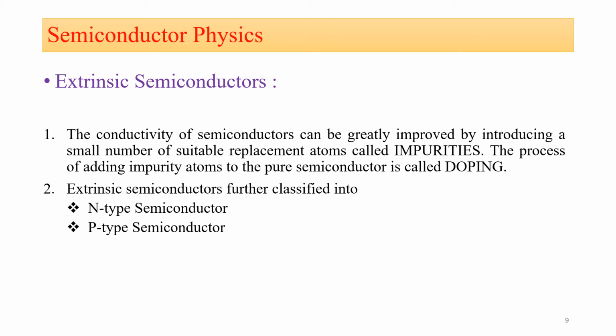What is extrinsic semiconductor? The conductivity of the semiconductor can be greatly improved by introducing a small number of suitable replacement atoms, called impurities. The process of adding impurities to the pure semiconductor is nothing but what? Doping. It means we can obtain our extrinsic semiconductor from intrinsic semiconductor by adding some impurities to the intrinsic semiconductor. So the extrinsic semiconductors are further classified into N-type semiconductor material and P-type semiconductor material.